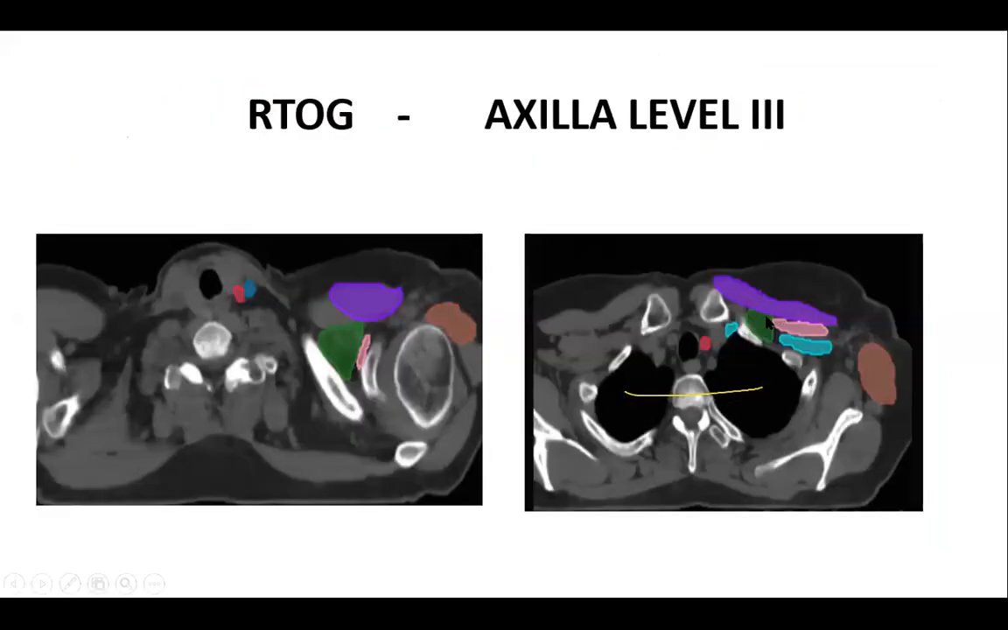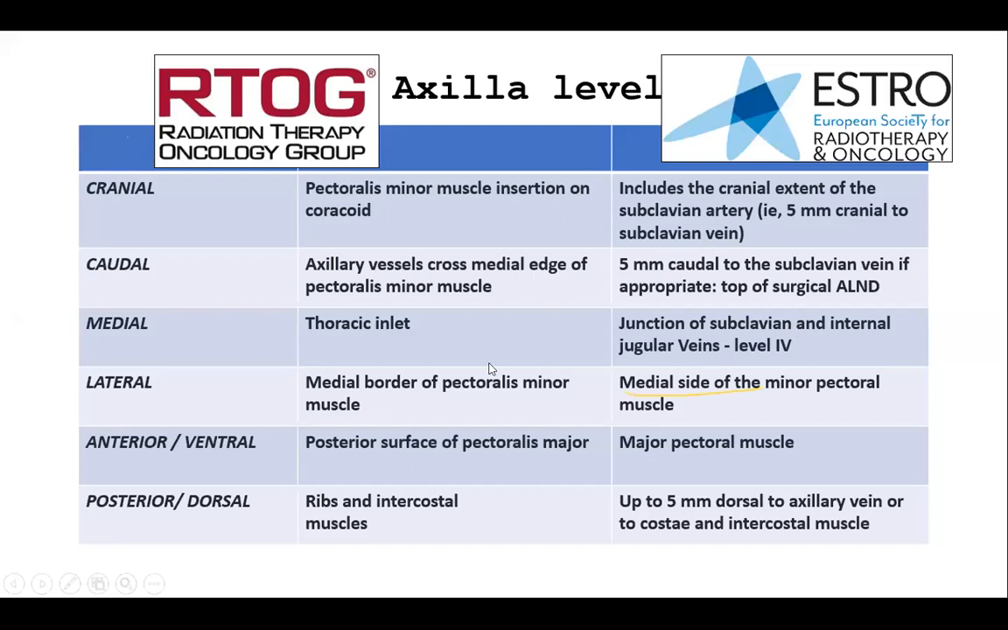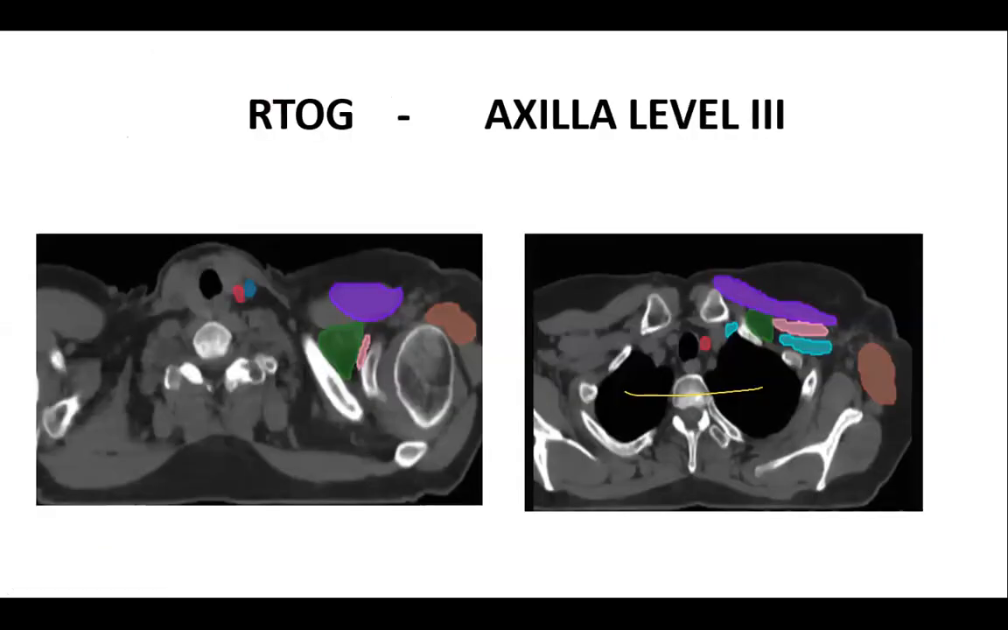So here we can see this is the lateral border, which is the medial border of this pectoralis minor muscle. Coming to the anterior border, it is the posterior surface of the pectoralis major muscle. It is again the same in both these groups. Here we can see the anterior border is the posterior surface of the pectoralis major muscle.